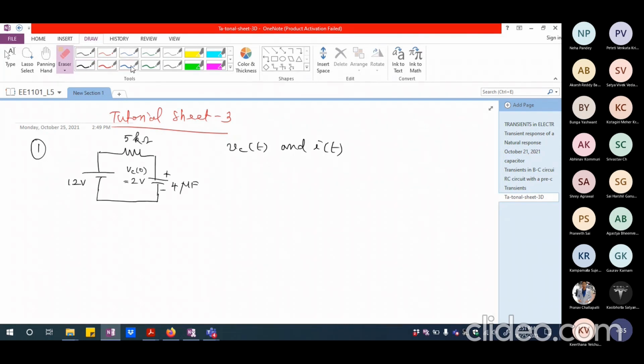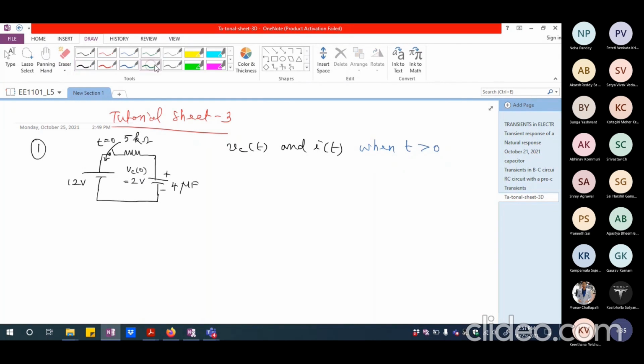So basically you are being asked to derive this when t is greater than 0. Imagine that maybe there is a switch here. So I should show as though there is a switch here and I have this 5 kilo ohm resistance here. This is being closed at t equal to 0. That is what is being given.